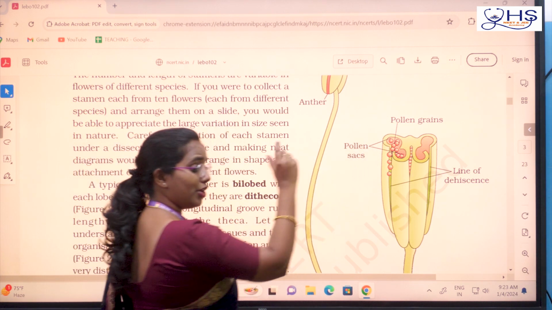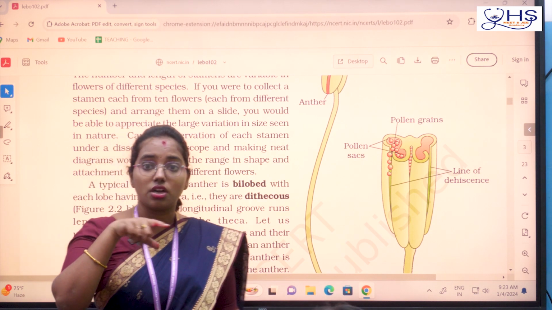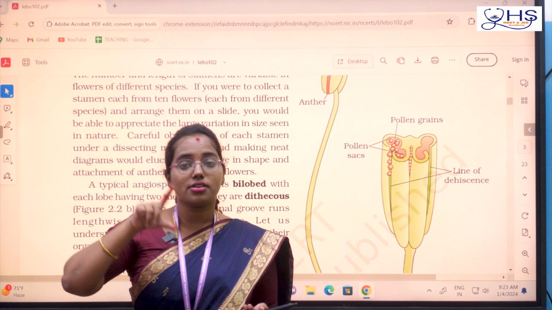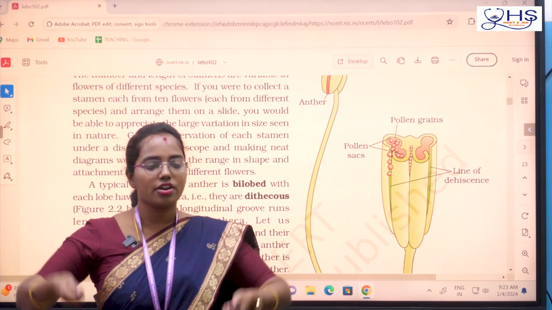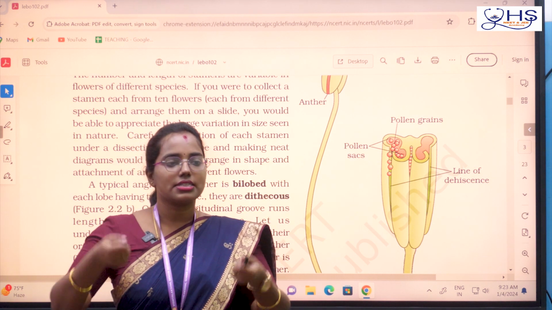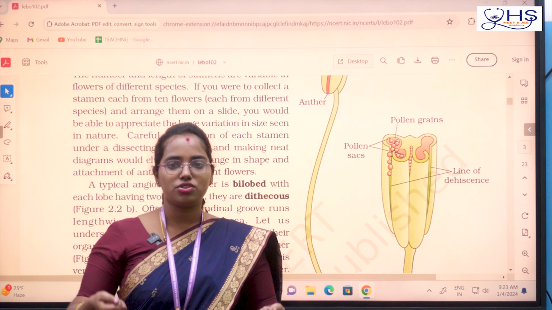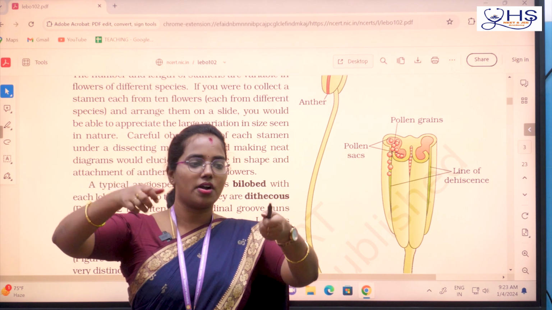What are microsporangia? In-depth question. The microsporangia act as a pollen sac. Already you know what a sac is. Understood? A sac is like a bag in which coconut is stored.